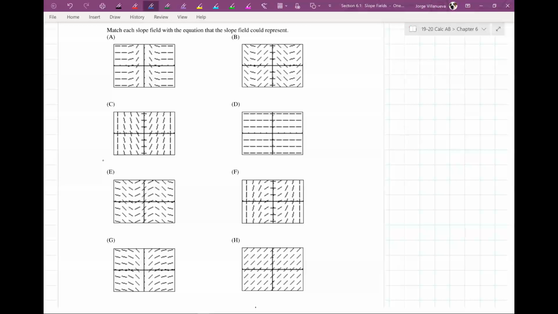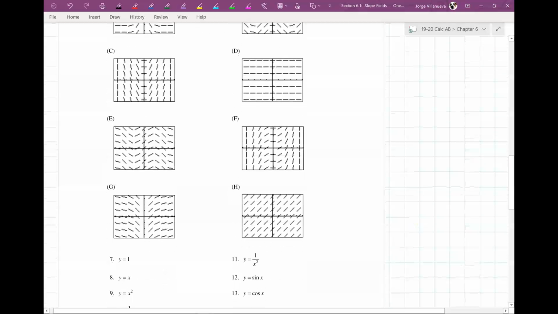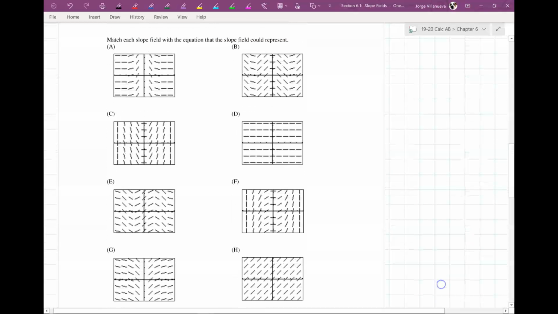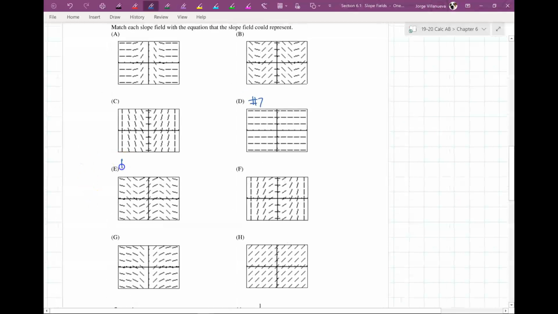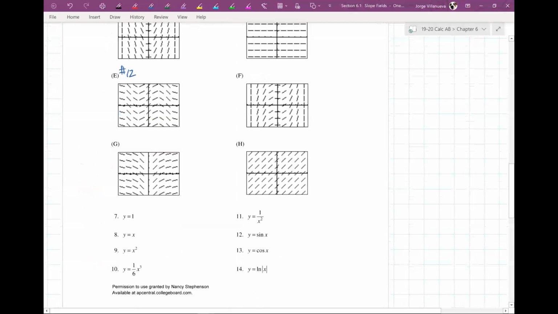Okay? So, like we said, we do know that for number 7, y equals 1, it's going to be this one, right? This is number 7. And we already figured out that sine of x, number 12, has to be this one right here. Okay? Let's try figuring one more out. Let's try 11.